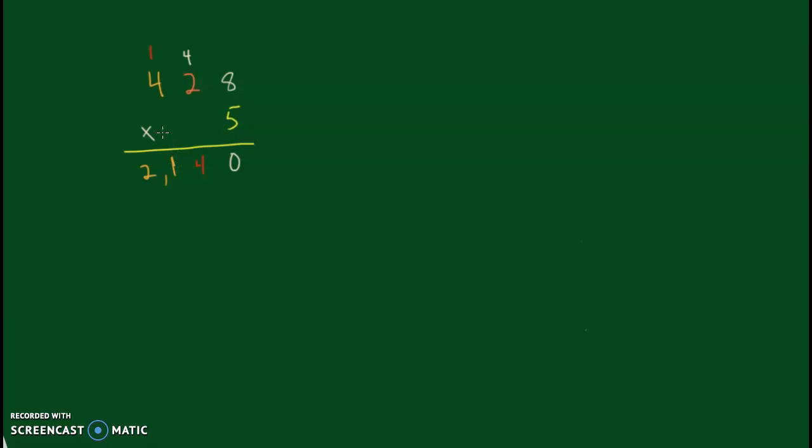So 428 times 5 is 2,140. Okay, let's move on to the practice portion of the home link for today. And that one we're going to be writing each power of 10 using exponential notation.